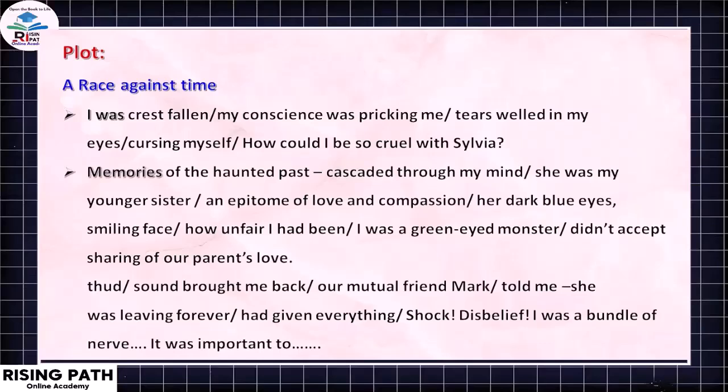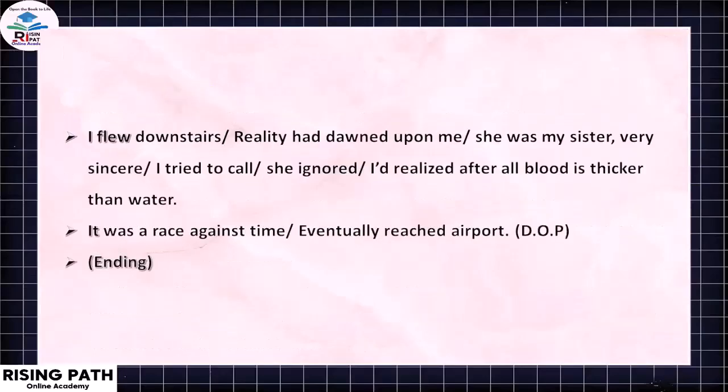There's a climax, as you can see, that begins with the sound. Third sound brought me back. Our mutual friend Mark told me she was leaving forever, had given everything, shock, disbelief. Use one word or a 2-word phrase, because that is going to create a dramatic impact. I was a bundle of nerves, it was important to. So I flew downstairs, reality had dawned upon me, she was my sister, very sincere, I tried to call, she ignored. So this is how it was a race against time.